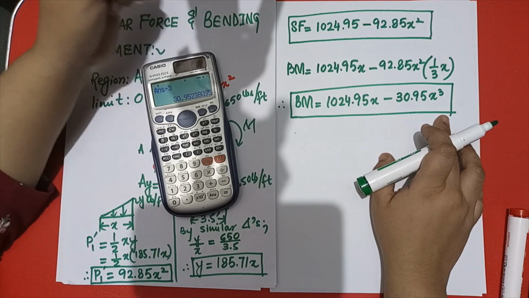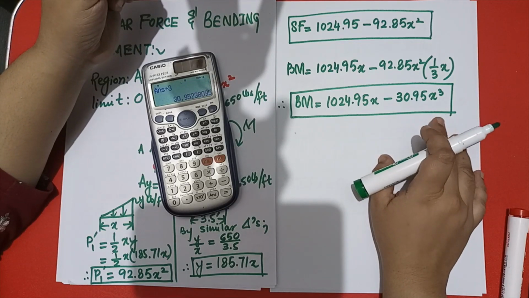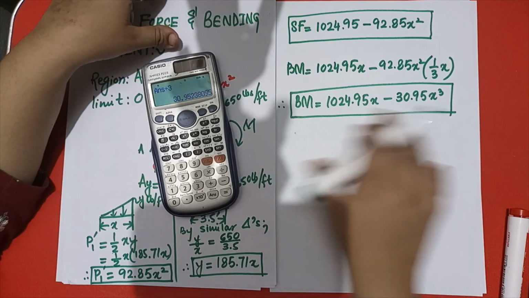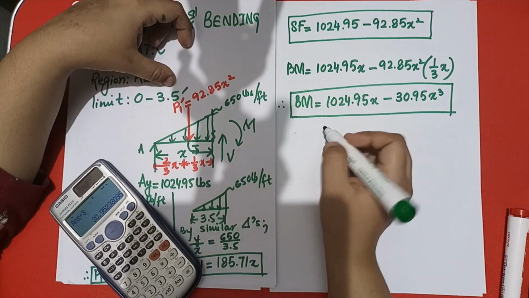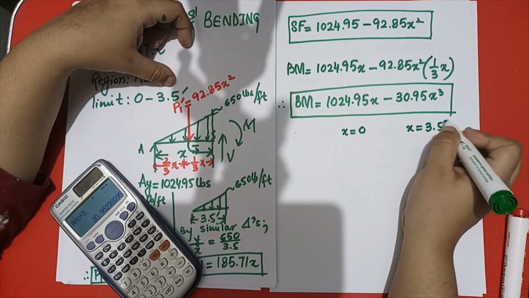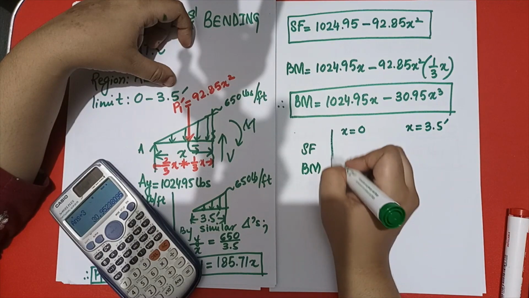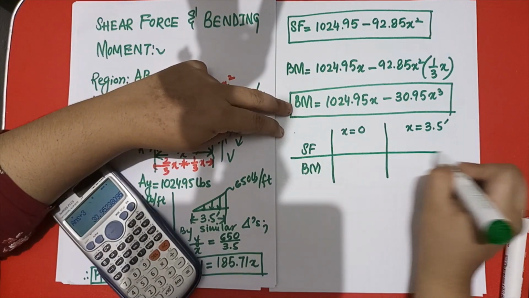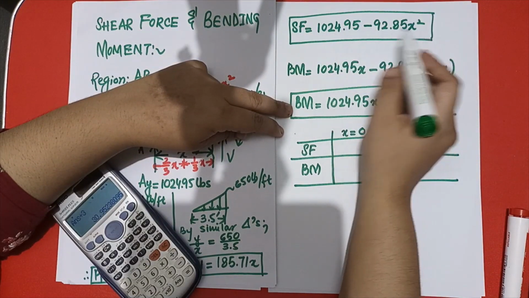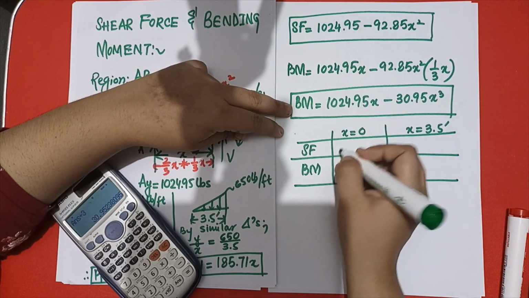Now I am moving towards the region BC. But before that, I have to calculate the values of shear force and bending moment at its limits, 0 and 3.5 feet. So x is equal to 0 and x equals 3.5 feet. This is shear force and this will be your bending moment. When you put the value of x as 0 in this equation, this portion will become 0, and this will be your answer.